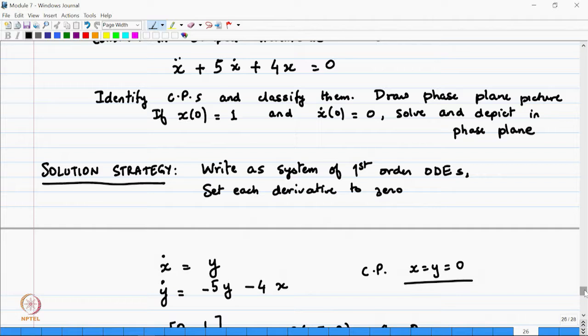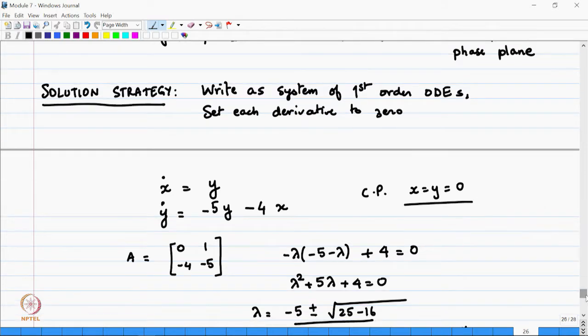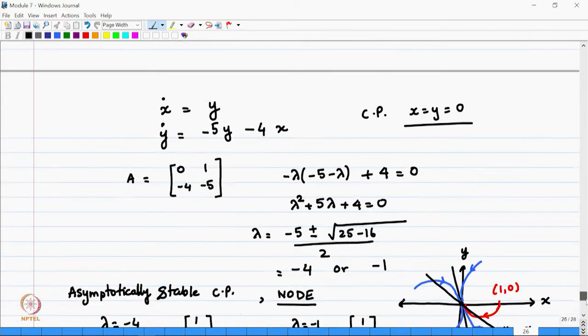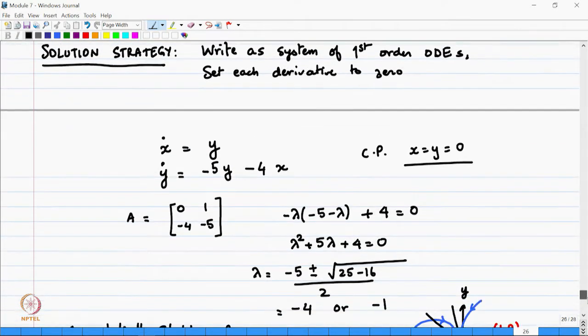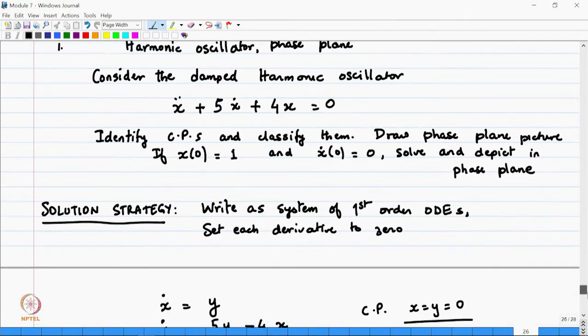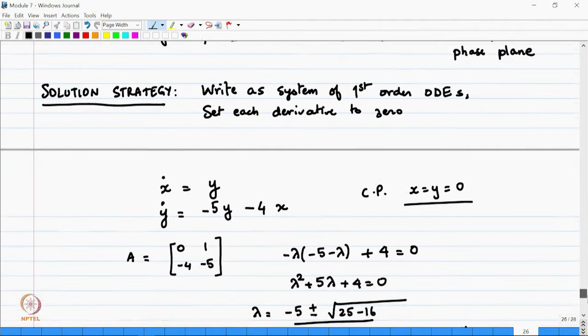So first we'll write it as a system: x dot equal to y and y dot equal to minus 5 y minus 4 x. So clearly the critical point is x equal to y equal to 0, because if you set x dot equal to 0, you will get y equal to 0, and if you put y equal to 0 in this and you set y dot equal to 0, then x has to be 0. So x equal to y equal to 0 is the only critical point of this system. Since it is a linear system, this can only be the critical point. So this is not a nonlinear system, this is a linear system.